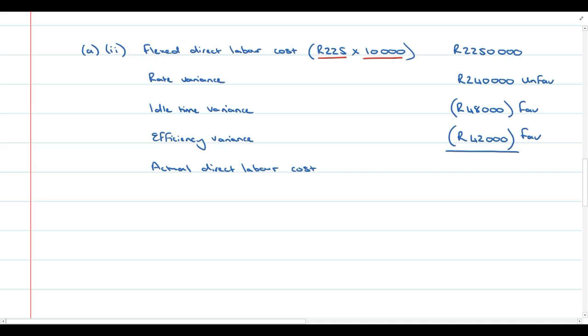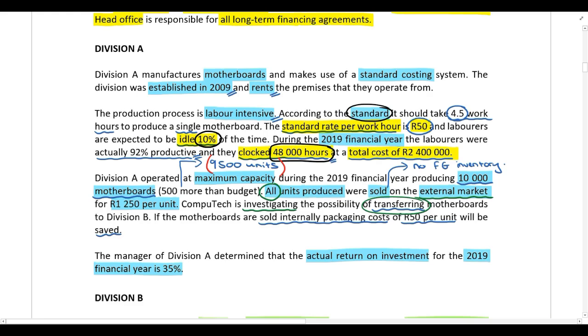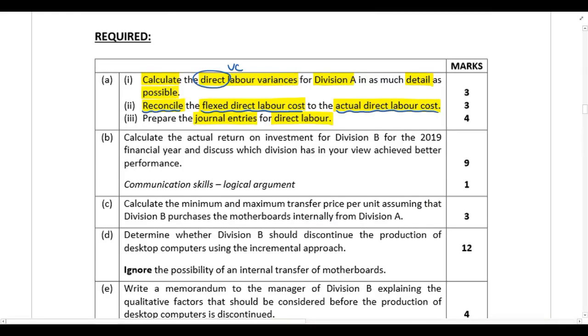And then you can work out the actual labor cost, which is 2.4 million. And that ties into the actual labor cost that you were given in the question, the 2.4 million Rand. So you've reconciled the flexed direct labor cost to the actual direct labor cost. Then finally, we need to prepare the journal entries for direct labor.